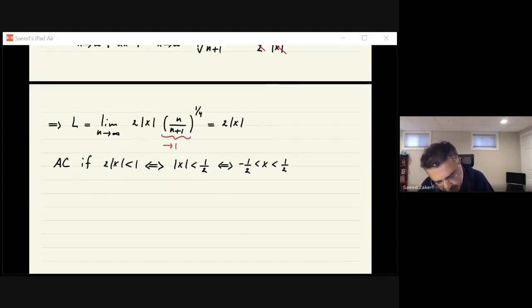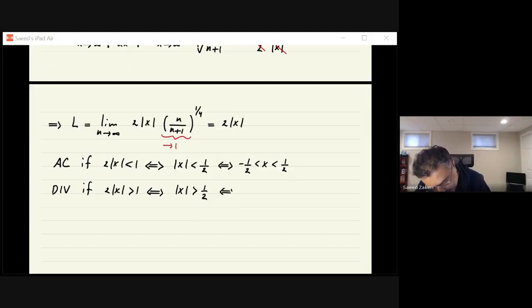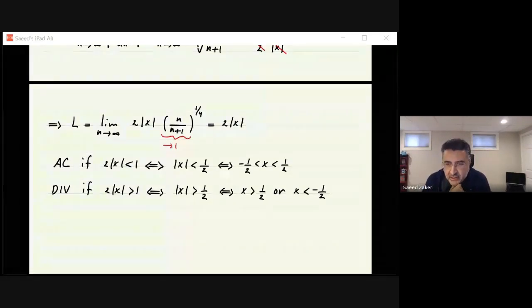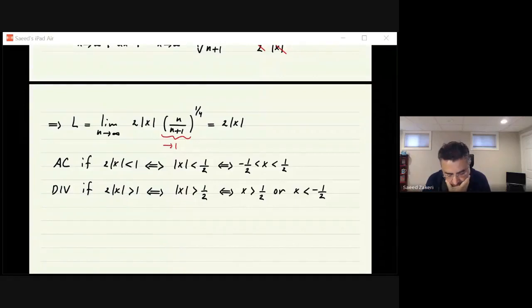On the other hand, it will be divergent if twice absolute value of x is greater than 1, which means absolute value of x is greater than 1/2, which means either x is greater than 1/2 or x is less than -1/2. If your distance to the origin is greater than 1/2, either your x is greater than 1/2 or less than -1/2.